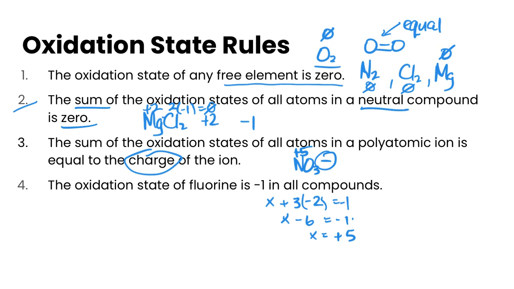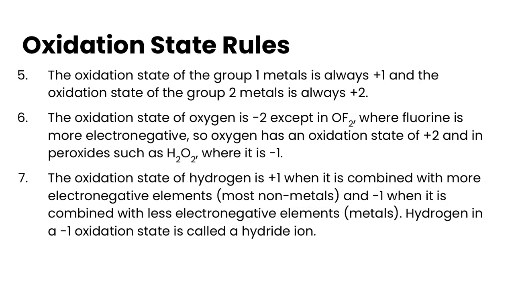And finally, on this slide, the oxidation state of fluorine is -1 in all compounds. So just an important one to know. A few more rules. So the oxidation state of group 1 metals is always +1, and group 2 metals is always +2.